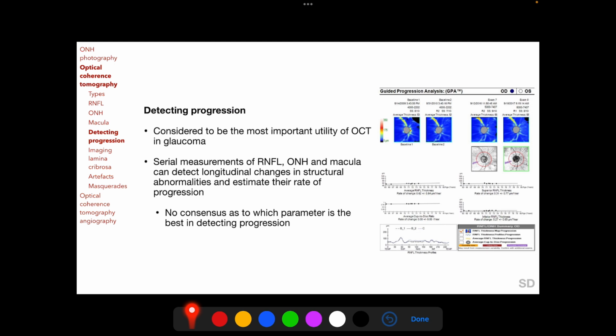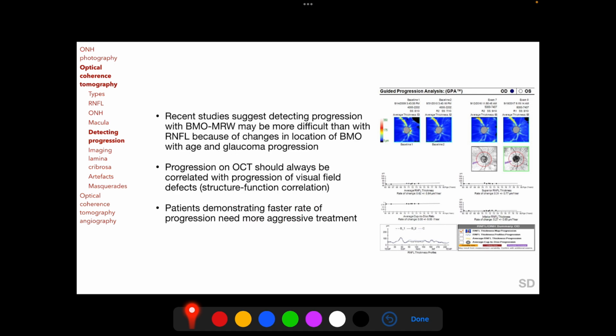Detecting progression is considered to be the most important utility of OCT in glaucoma, and serial measurements of RNFL, ONH, and macula can detect longitudinal changes in morphological abnormalities of these structures and estimate the rate of change. However, there is no consensus as to which parameter is the best in detecting glaucoma progression. Recent studies suggest that detecting progression with serial measurements of BMO-MRW of the optic nerve head may be more difficult than detecting progression with serial measurements of RNFL thickness because of changes in location of the Bruch's membrane opening with age and glaucoma progression.